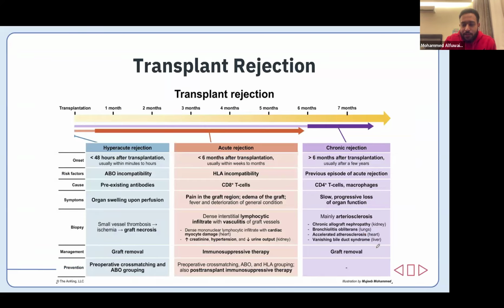Now lastly is transplant rejections. So for transplant rejections, there are 3 types that I want you to remember. You don't need to know all of these, I just love these tables. But anyways, you have hyperacute rejection, acute rejection, and chronic rejection.